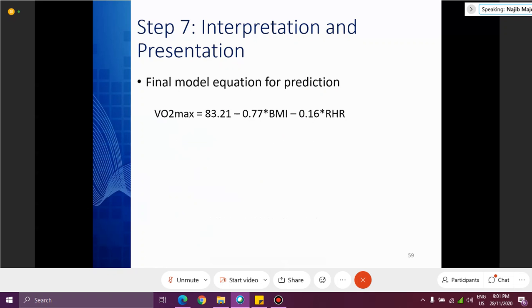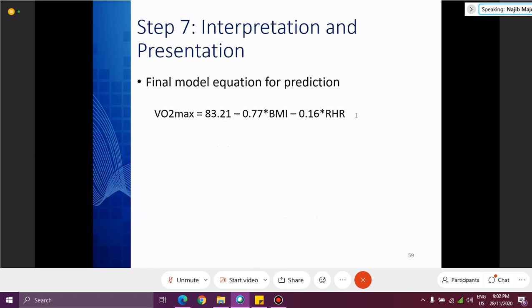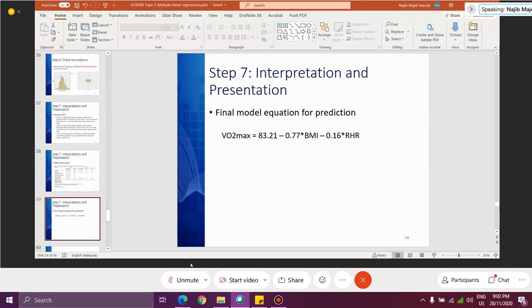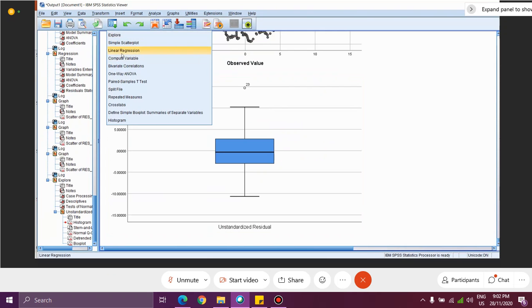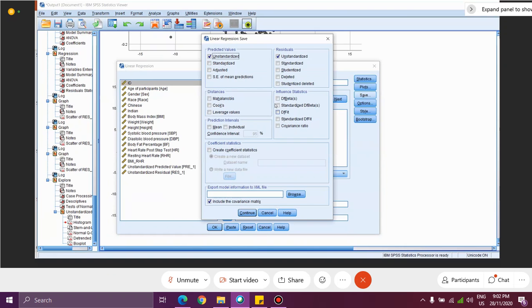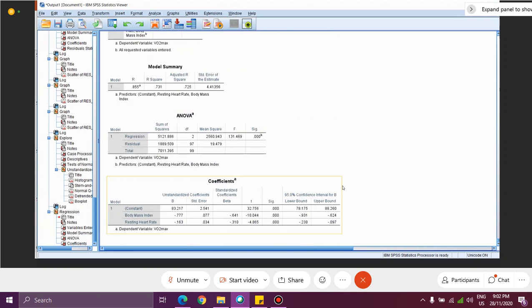So any question so far? This is your final model equation for prediction, so you can predict VO2 max based on BMI and resting heart rate. Any question before we go to general linear regression? Any question?